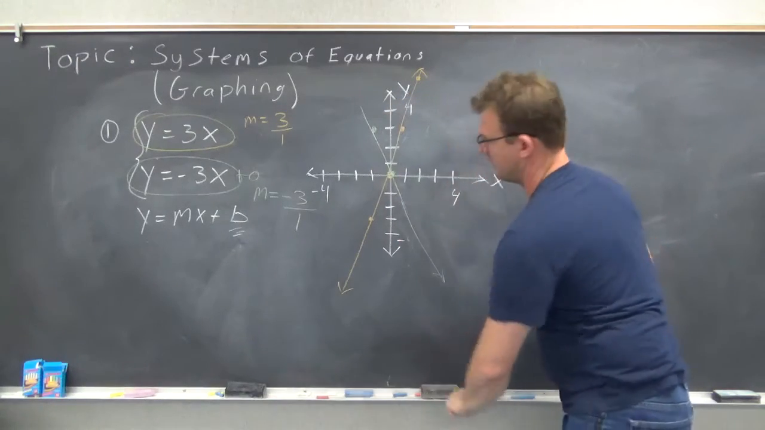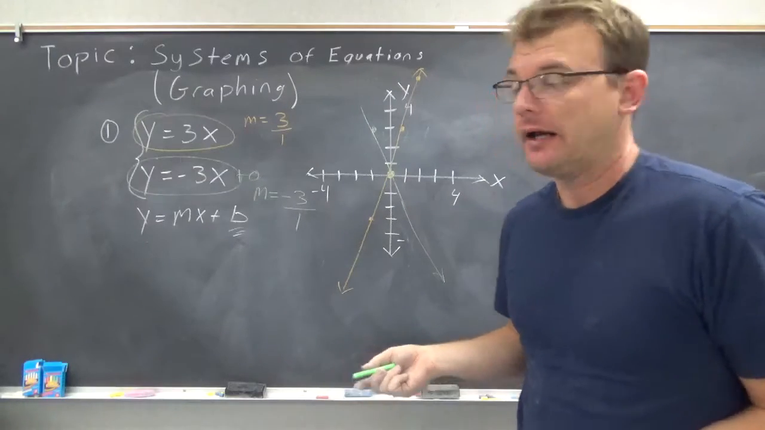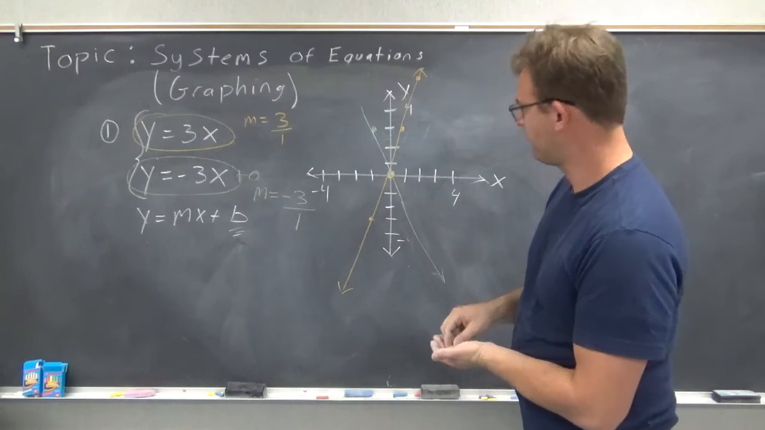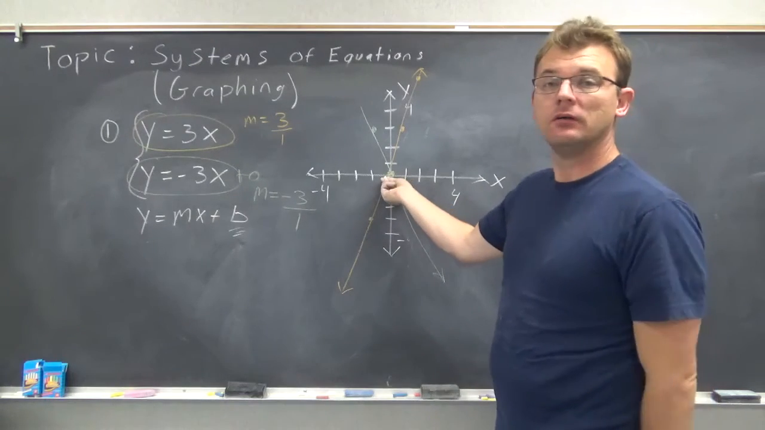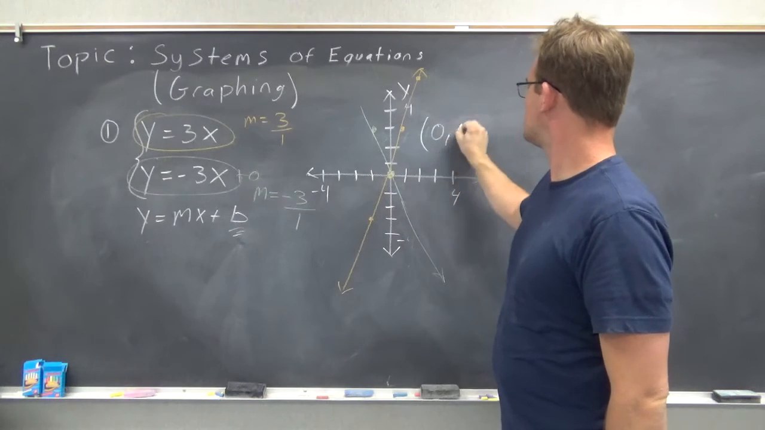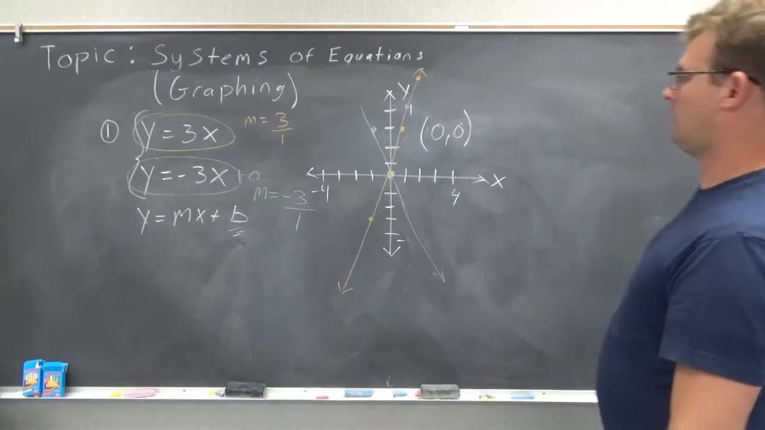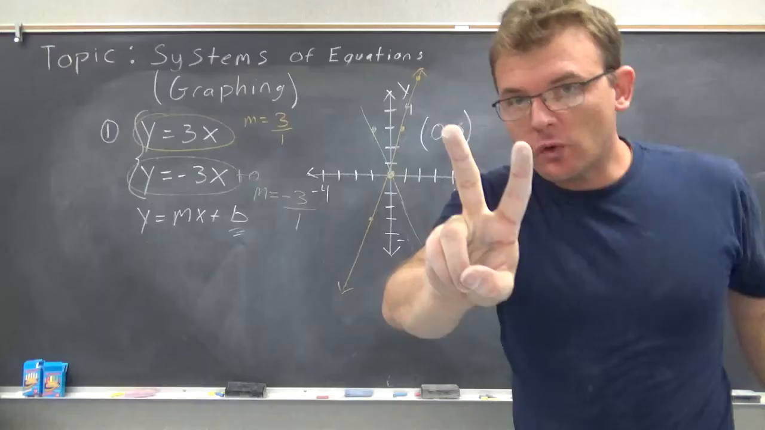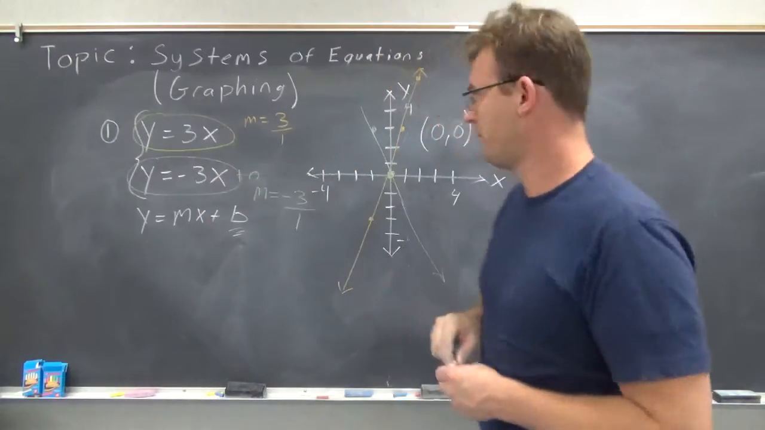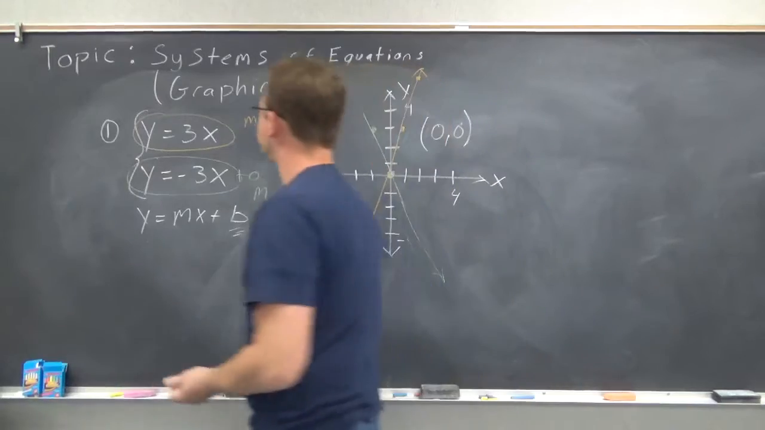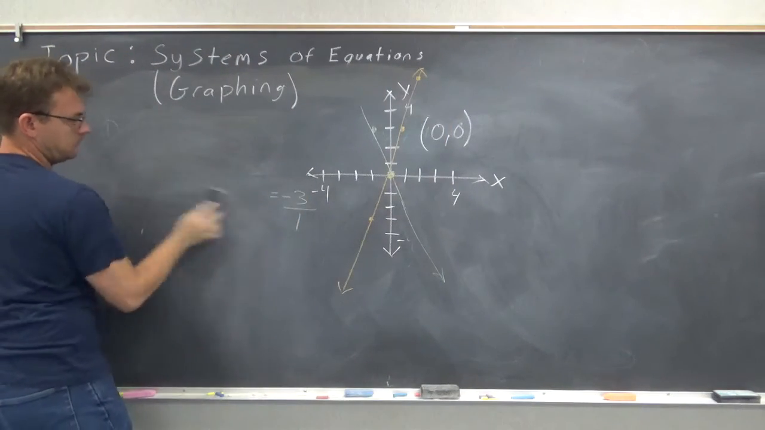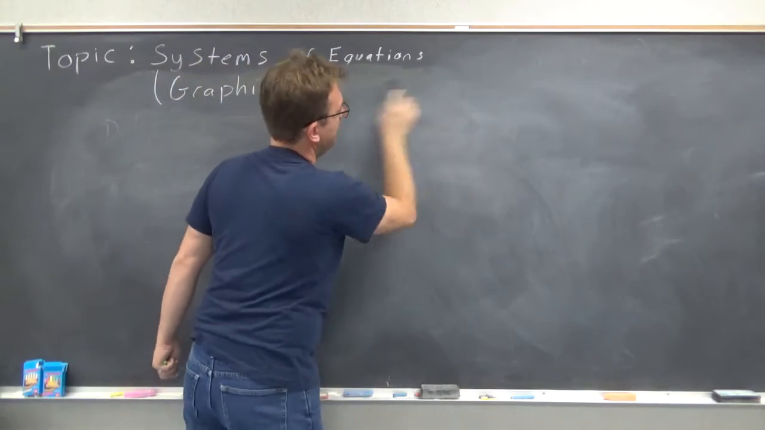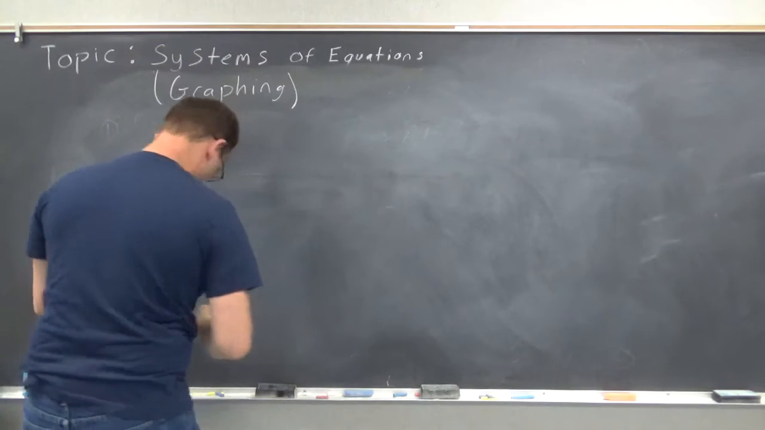But for clarity, you can see where they're going to meet anyway, right? At the origin. They meet at the origin. So your solution is 0, 0. So this reviews a little bit of graphing, but you're graphing two equations, not just one. This does take time, especially to draw the graph. Okay, so let's try this one.